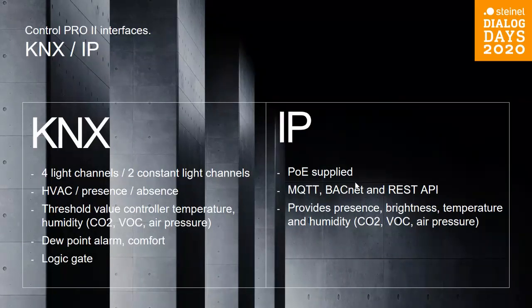On the IP, we have power over Ethernet which is supplied, with connection interfaces of MQTT, BACnet, and REST API. Again, by using the sensor, we are able to provide the presence, brightness, temperature, and humidity of the room, along with the CO2, VOC, and air pressure found within the multi-sensor.